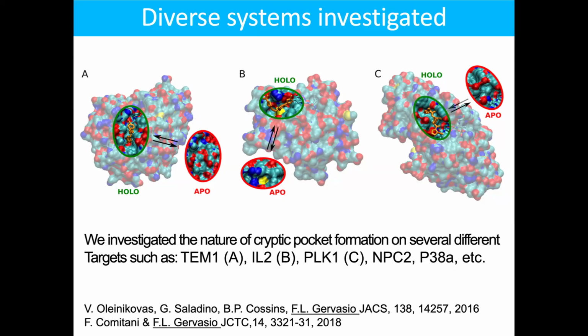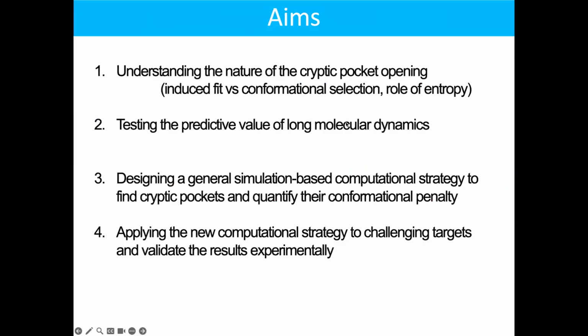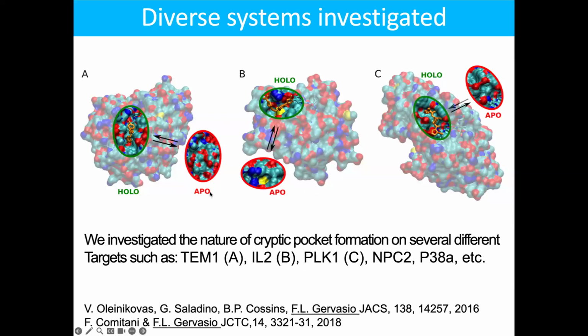So we took these 3 cases: the beta-lactamase TEM1, the one I showed you before, that is important for drug resistance. Then interleukin-2, the other case I've shown you before, it's important for the regulation of the immune system. And then another case, here, it's NPC2, and we also look at P38 alpha, etc.